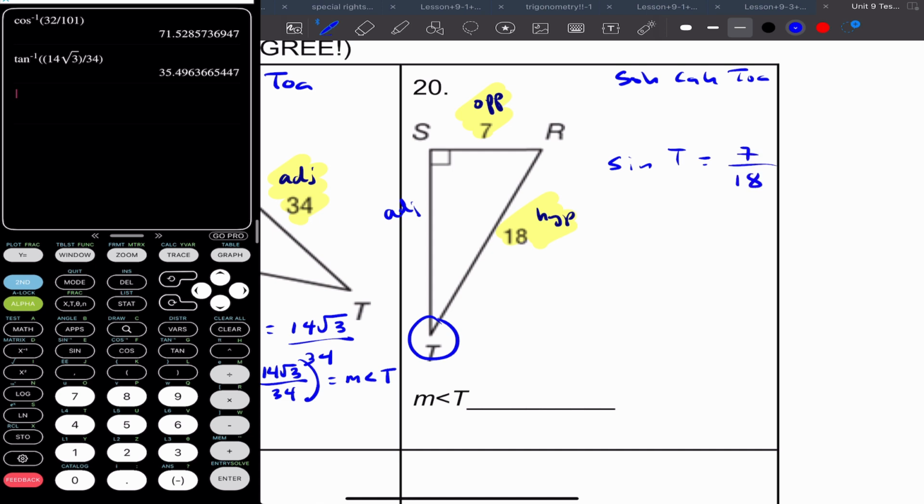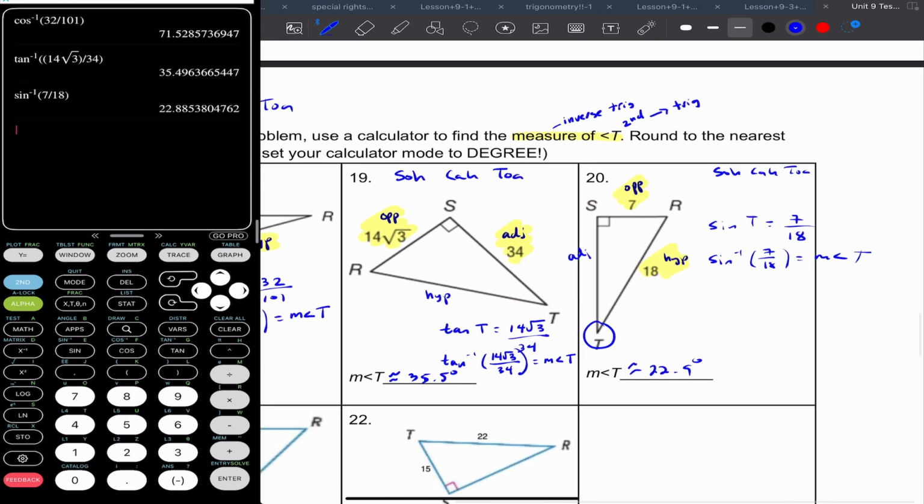7/18. Because I want to figure out the measure of angle T, I will use the inverse trig. I have to undo this trig function over here. So it is sine inverse of 7/18, and that's going to give me the measure of angle T. So I press second sine, so I get sine inverse of 7 divided by 18, press enter. The measure of angle T is approximately 22.9 degrees, by the way.